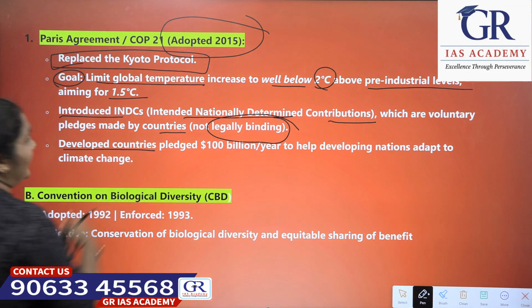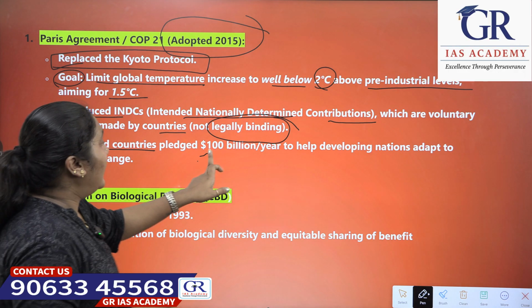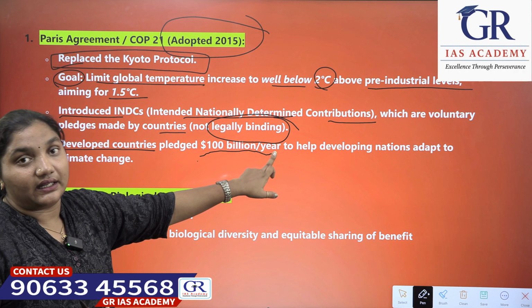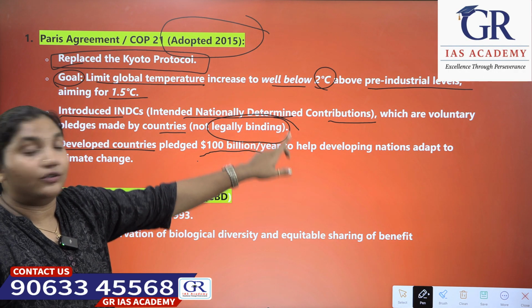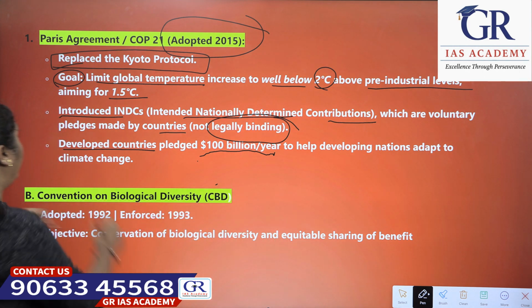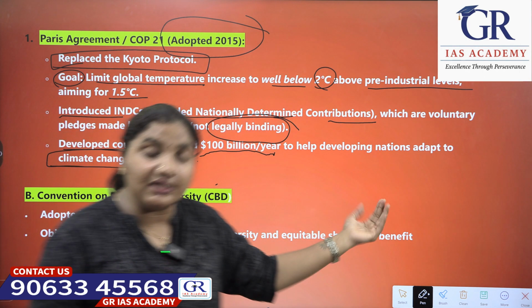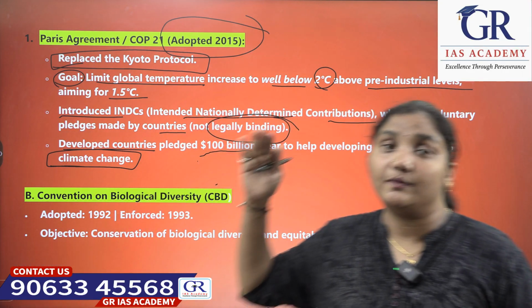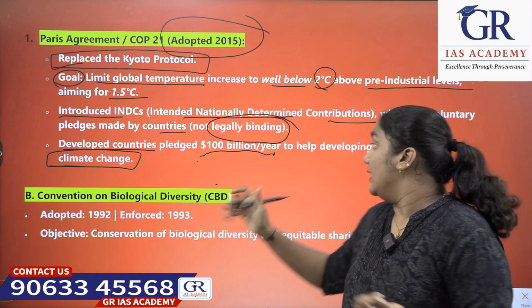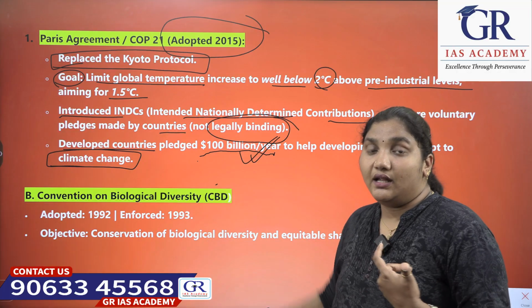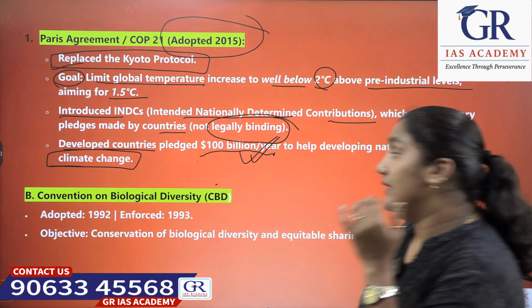Next, developed countries pledged how many? $100 billion per year to the developing nations to adapt to climate change. For adapting to climate change in the developing nations, the developed countries have contributed $100 billion per year.